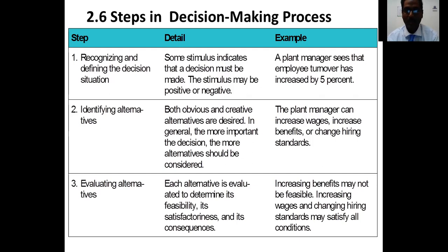The first step, recognizing and defining the decision situation. Here, some stimulus indicates that a decision must be made. Here the manager is having a problem. The stimulus may be positive or negative. For example, a plant manager, meaning a factory manager, sees that employee turnover has increased by 5%. So, what is employee turnover? Employee turnover is employees leaving the organization or leaving the job.